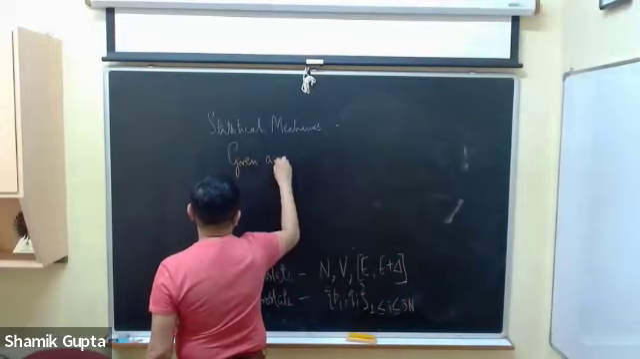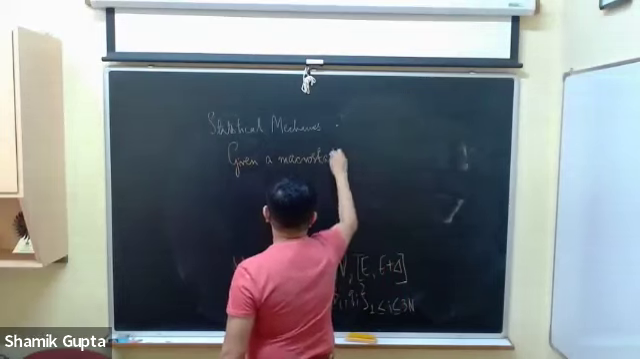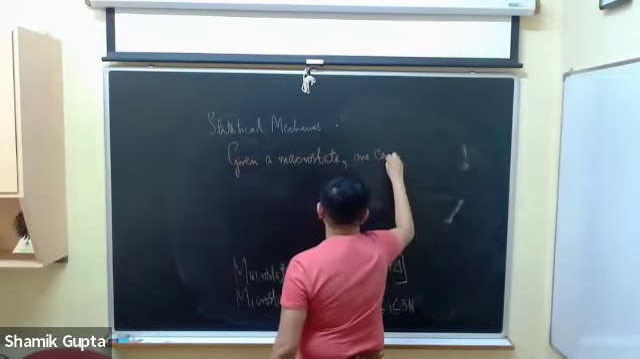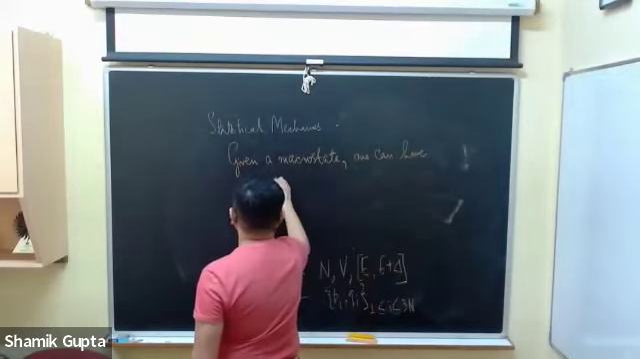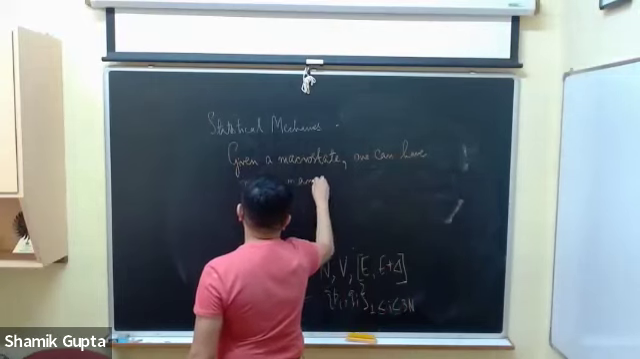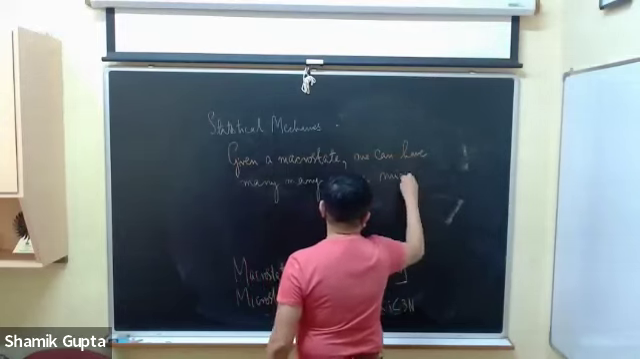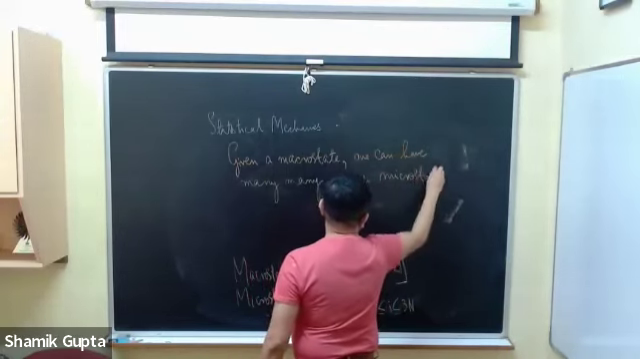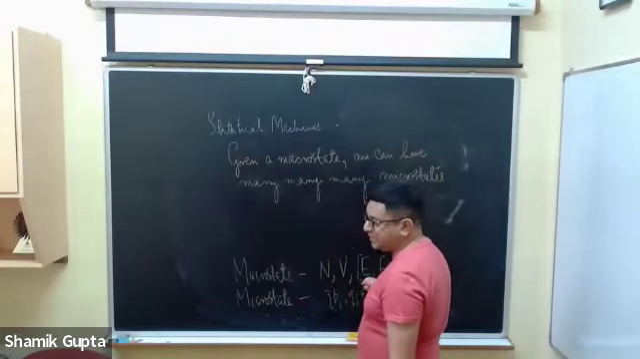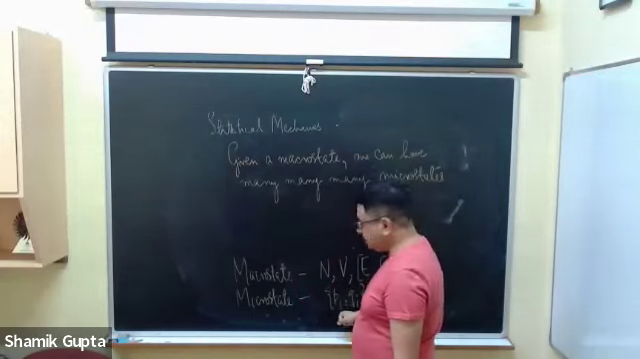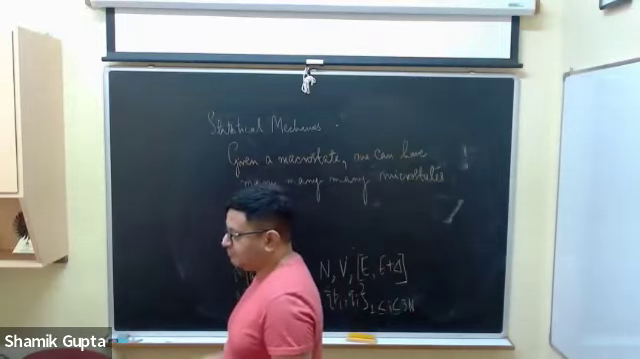Given a macro state, one can have many microstates. This is quite easy to see because if I fix the value of energy, then you can come up with many different combinations of the momenta and the coordinates that will give me the same value of energy.